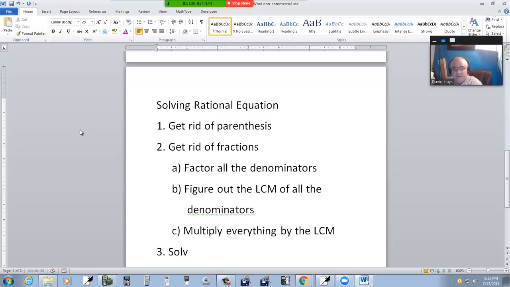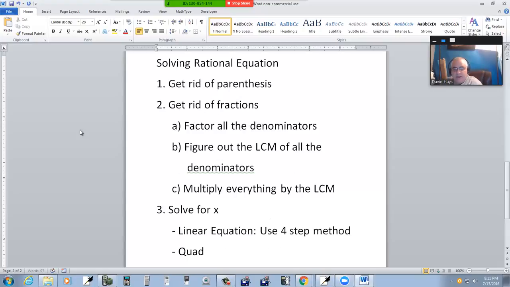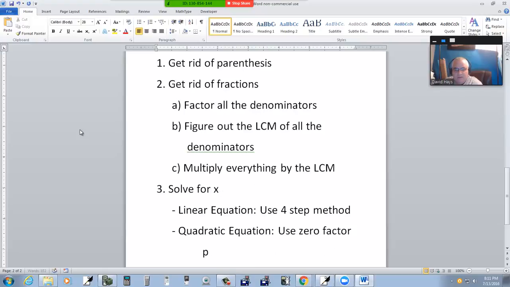Then step 3 is solve for x. That's kind of vague. At this point, it'll be a linear equation, and if it is, use the 4-step method from above. Or it'll be a quadratic equation. Quadratic means you got an x squared. Linear means you just got x to the first power. And here we'll use the zero factor property. And we're going to talk more about solving quadratic equations later on.